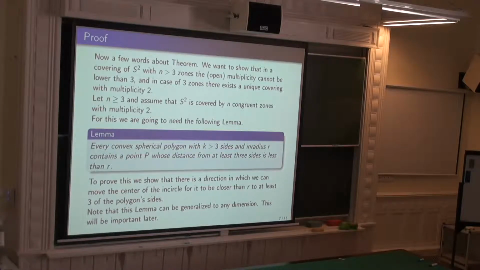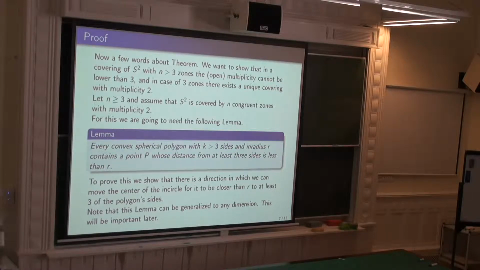A few words about this: we want to show that for a covering with at least 4 zones, the open multiplicity cannot be lower than 3, and in the case of 3, there's a unique covering with multiplicity 2. For this, we are going to need this lemma: every convex spherical polygon with at least 4 sides and an inradius r contains a point which is closer to at least 3 of the sides of this polygon than the inradius r.